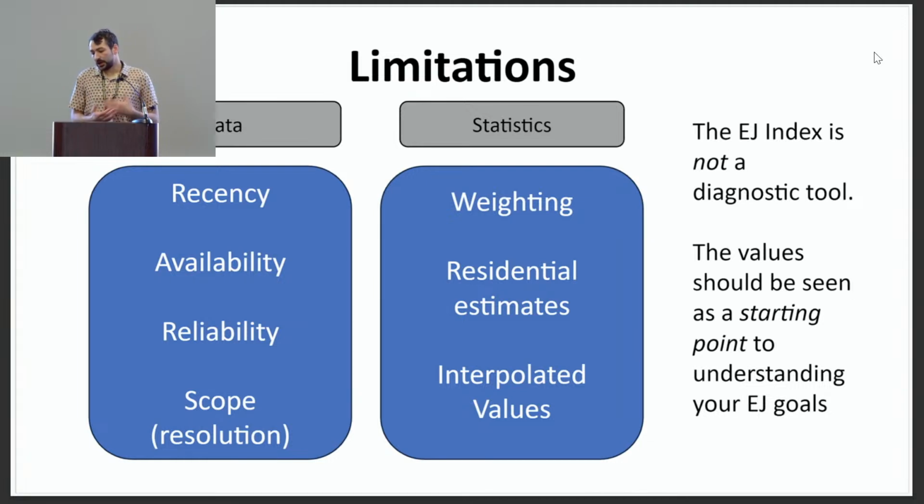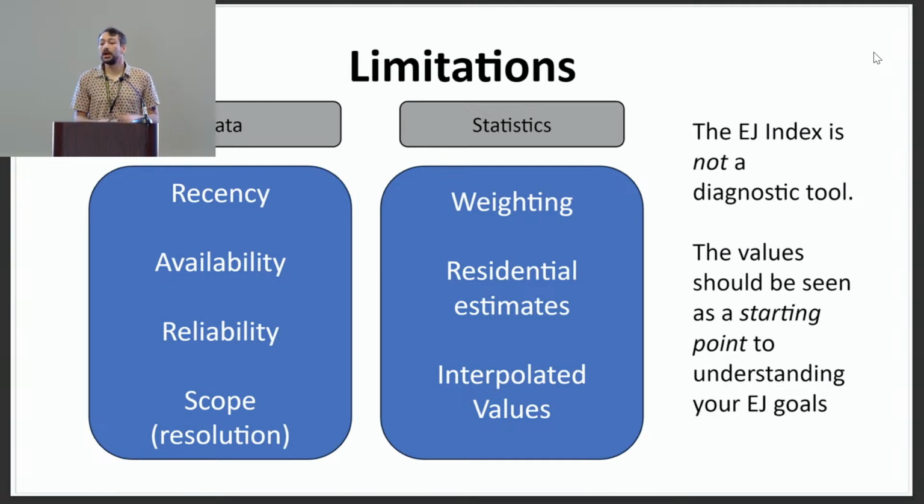EJ indexes are not a diagnostic tool. Cannot stress that enough. You cannot look at an EJ score and determine what is wrong with your neighborhood. You can only really use it to determine how your neighborhood stacks up in reference to the rest of your state, or if you use a national scale tool, the rest of the nation. Why is that? Does that make this tool useful?